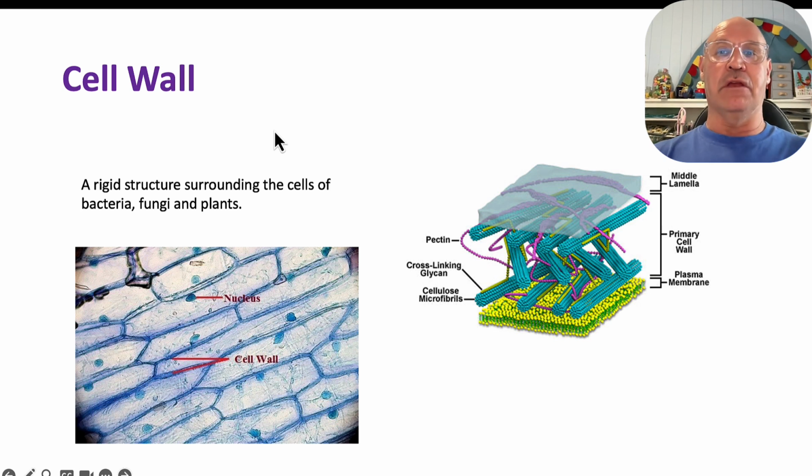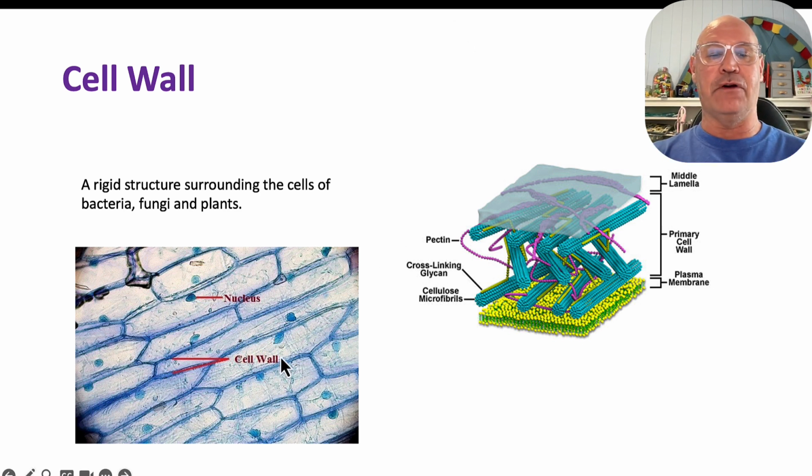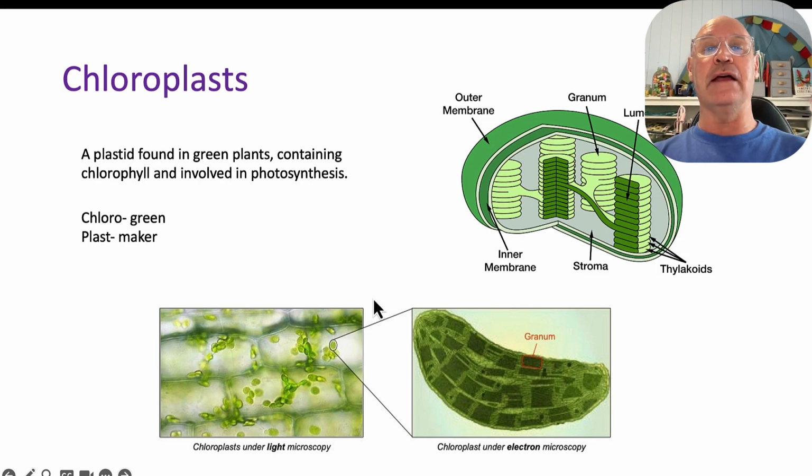Now, the cell wall. So animal cells don't have a cell wall, but fungi and plants and bacteria do have a cell wall. It provides a rigid structure around the cell, where the cell membrane is involved in controlling what moves in and out of the cell. It's the cell wall that provides rigid structure. And so you can see the cell wall here, and you can see these plant cells are closely packed together. And then just inside of that, we'll see the cell membrane, and you can see the nucleus here as well.